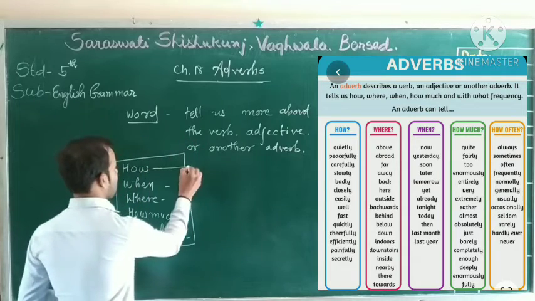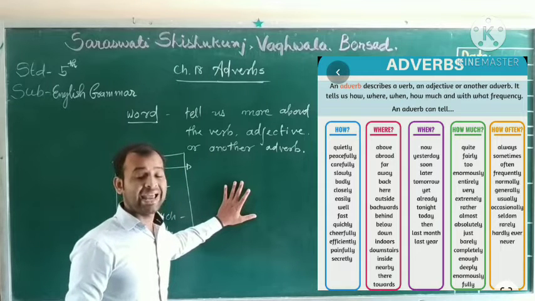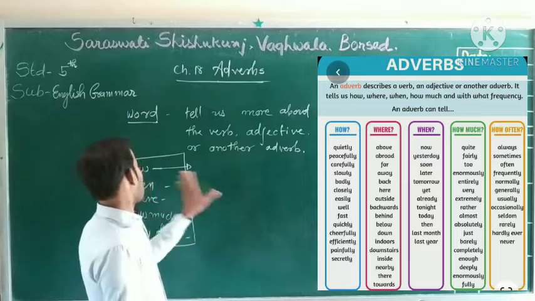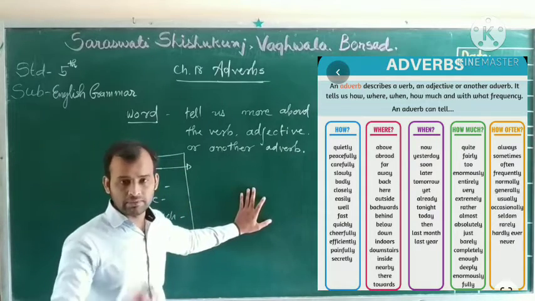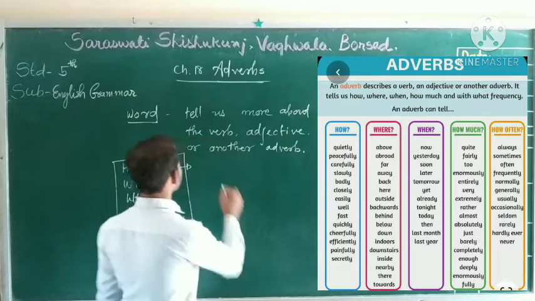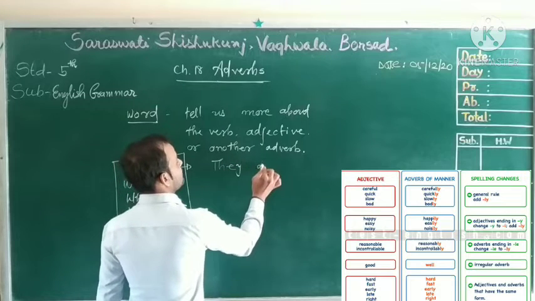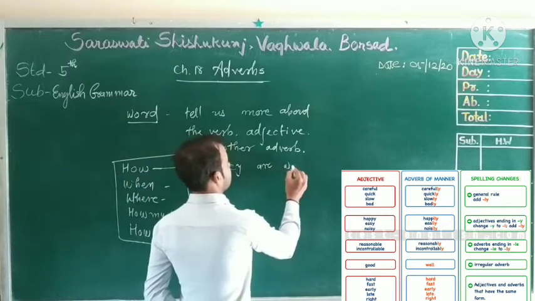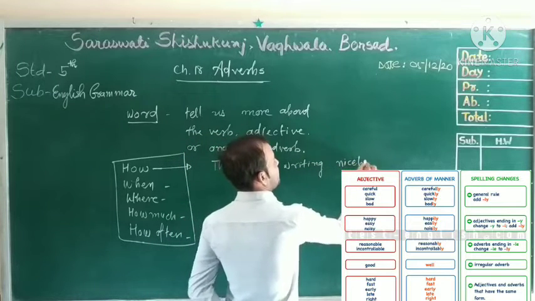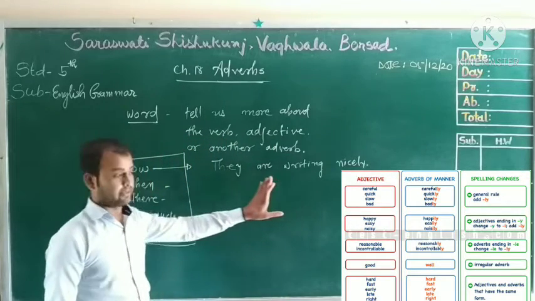So first is how. If you want to ask a question to the verb, how the action is done, please dear students remember, how the action is done. If I give one example, look here. They are writing nicely. What I am giving you here, they are writing nicely.